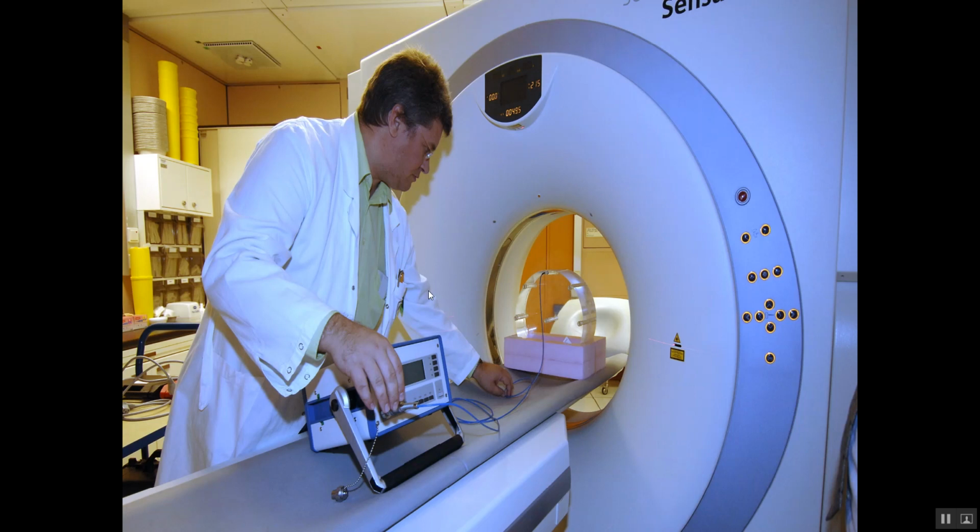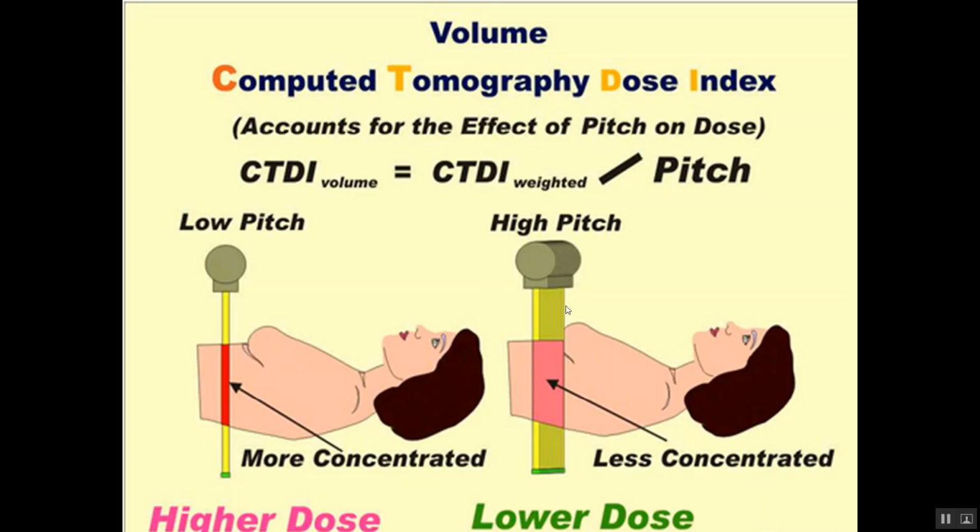This is the phantom used, and this is the ionization chamber used to calculate the dose of this phantom. And this is the monitor which gives you the reading of the dose. And you will get CTDI weighted, which represents the dose per one slice.